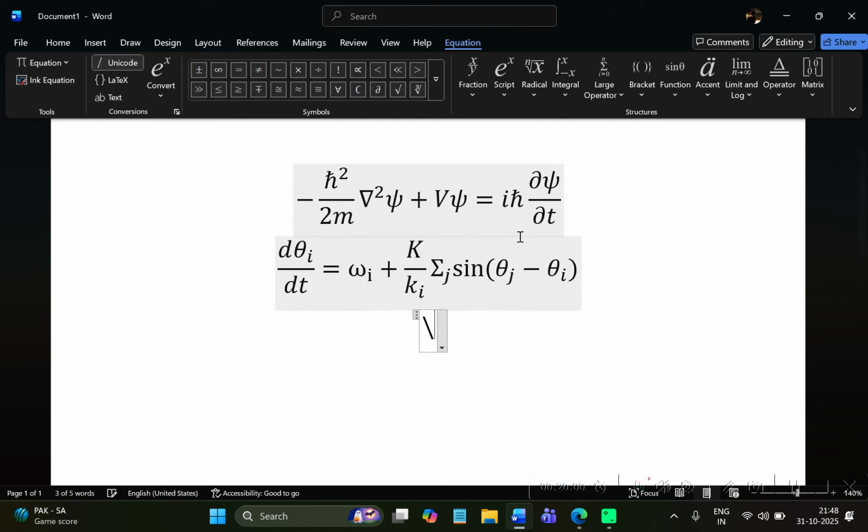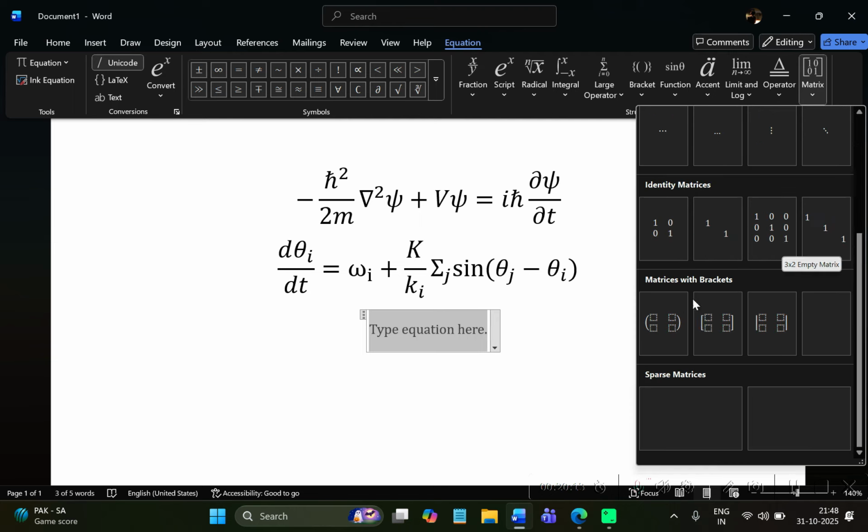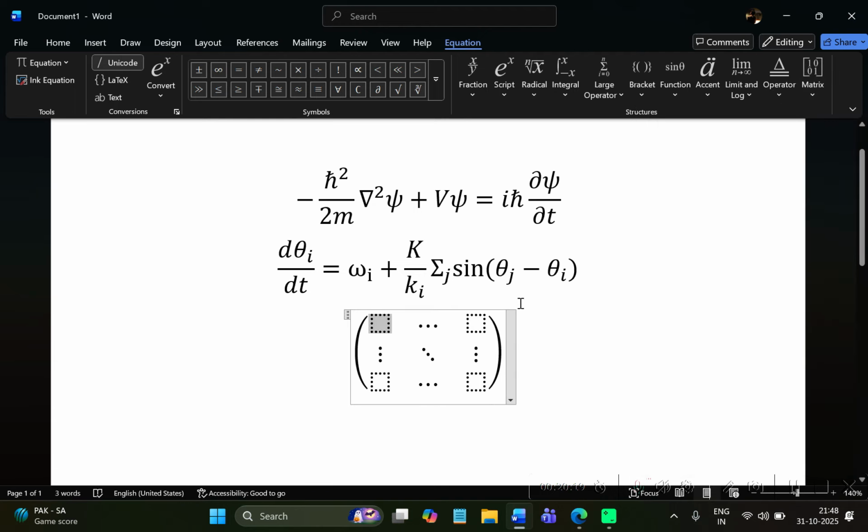Now for matrix, I think the best way is to just use this. You can generate matrices here. It's 2 by 2, 3 by 3. There are a lot of options: matrices with brackets, sparse matrices. It's already a lot of ready-made. You can do this and fill them in by hand, like A, B, and so on.